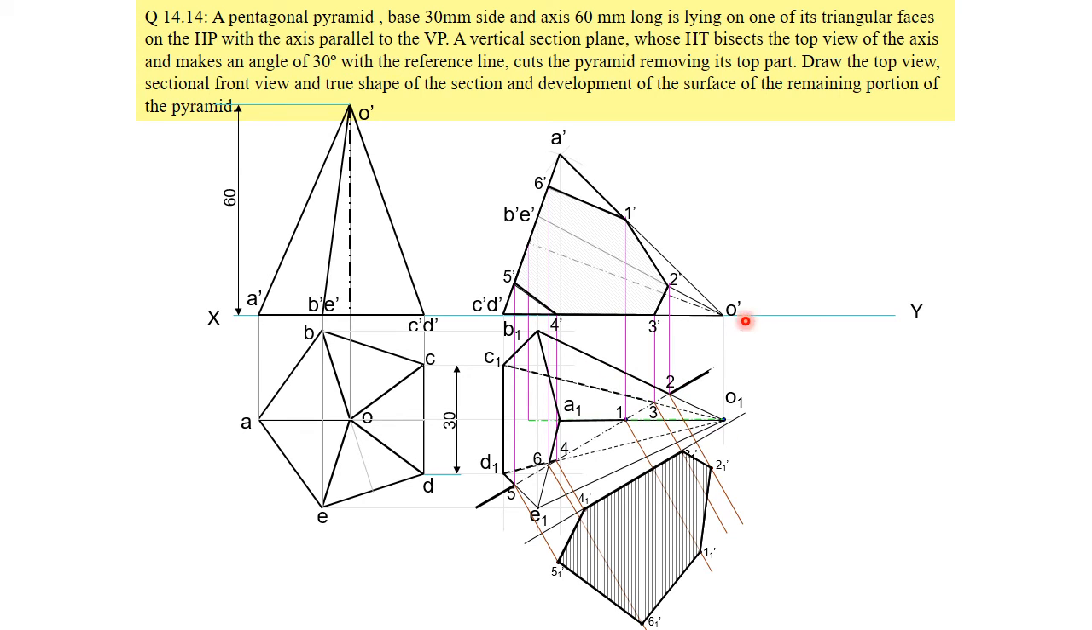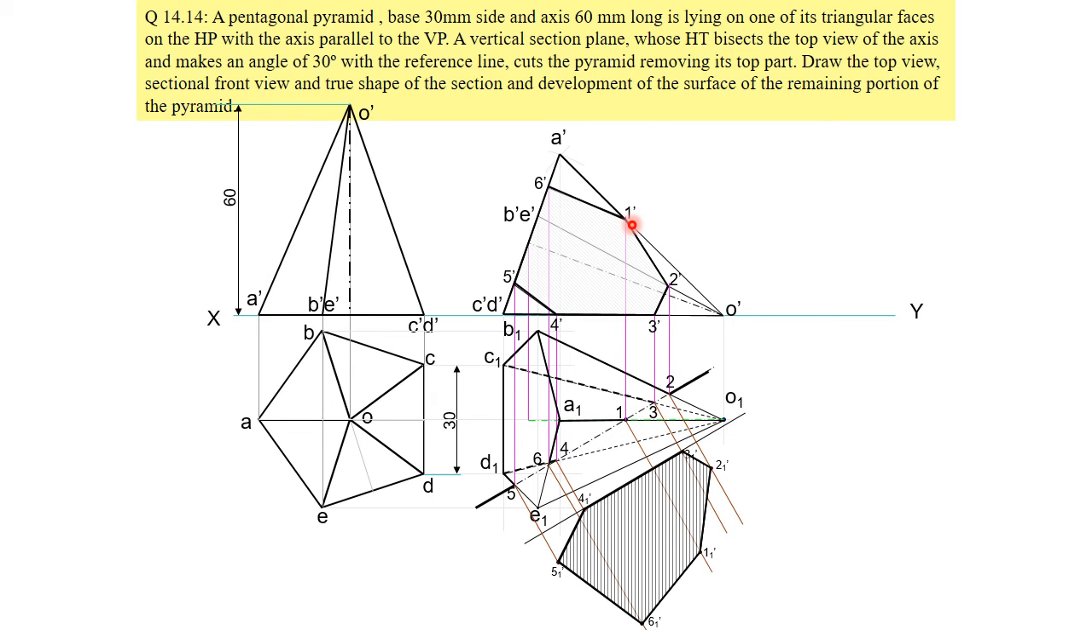This slant is cut by the section plane over here. Draw OB up to here, from here vertical, and join all these. This is the sectional front view. You need to darken it and mark all the points. You can mark from anywhere.